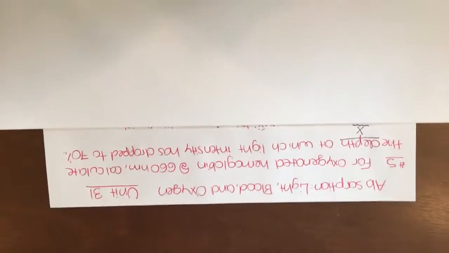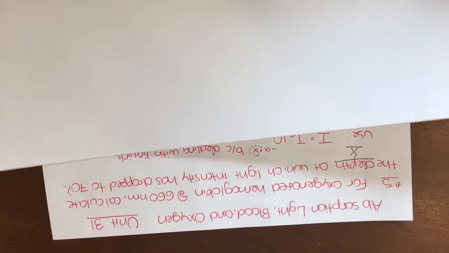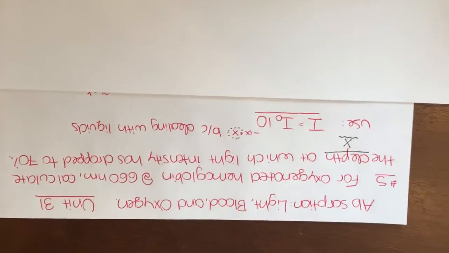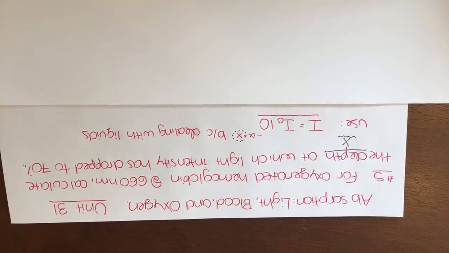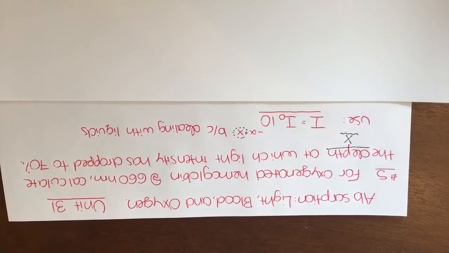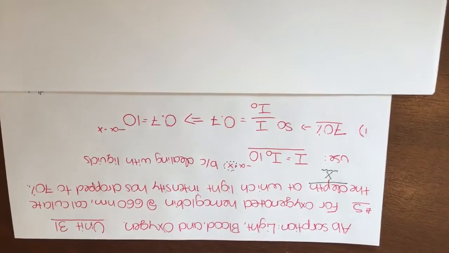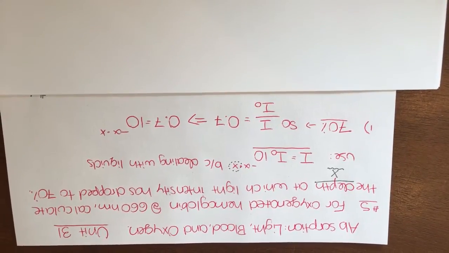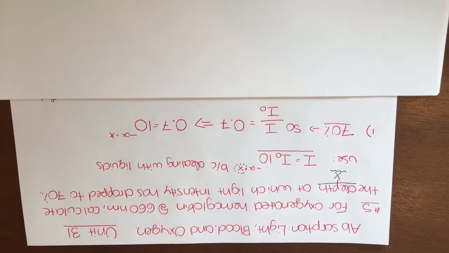Because we're dealing here with liquids, we are going to be using the intensity formula of I equals I naught times 10 raised to negative alpha times x, and we're trying to find x. The first step is we make I over I naught equal to 0.7 because intensity has dropped to 70%. So now 0.7 is equal to 10 raised to negative alpha times x.